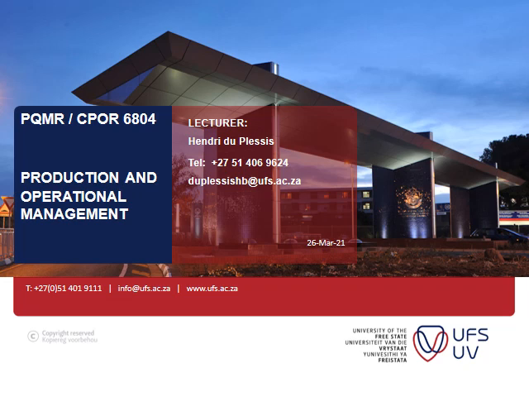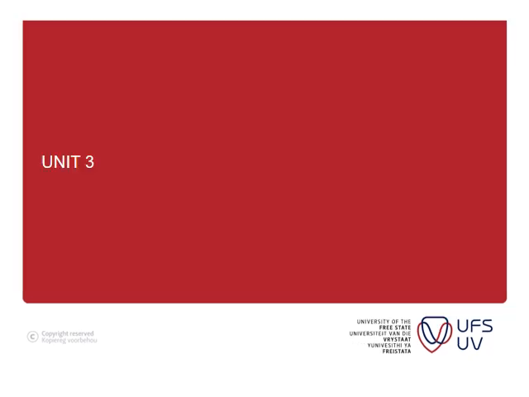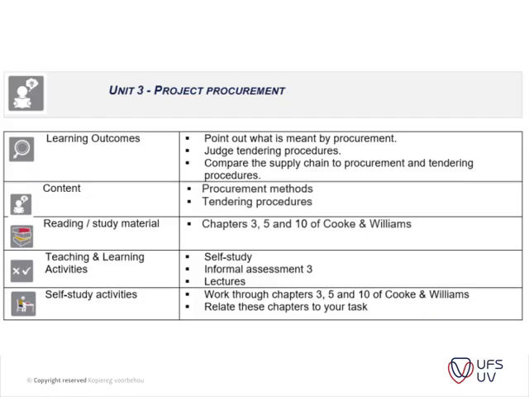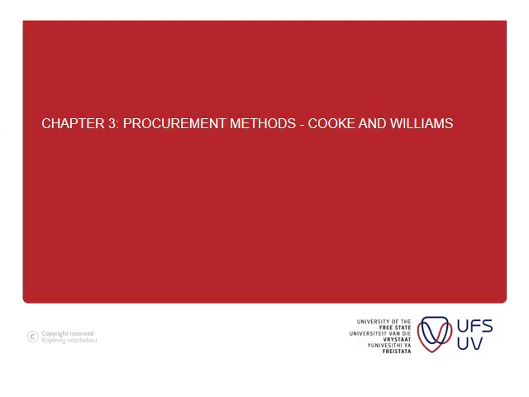This lecture will be divided into three different sections as per the chapters that we're going to cover in Unit 3. So we're looking at Unit 3, so Lecture 4 will be on Unit 3, everything. So we're going to specifically look in this recording at Chapter 3 of Cook and Williams. So we're going to proceed with that, and it's all to do with procurement methods. So we're going to look at the different procurement methods.